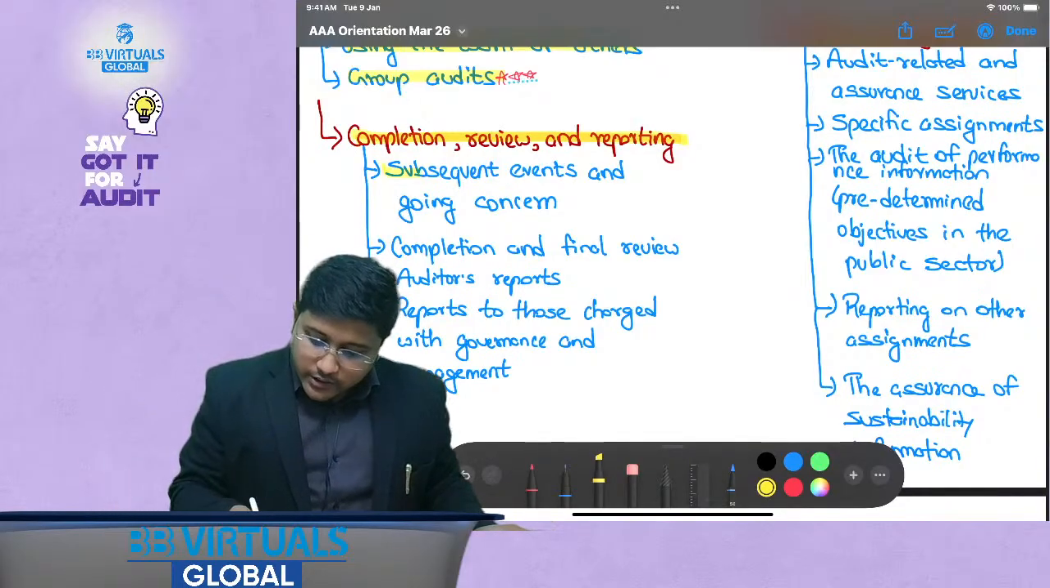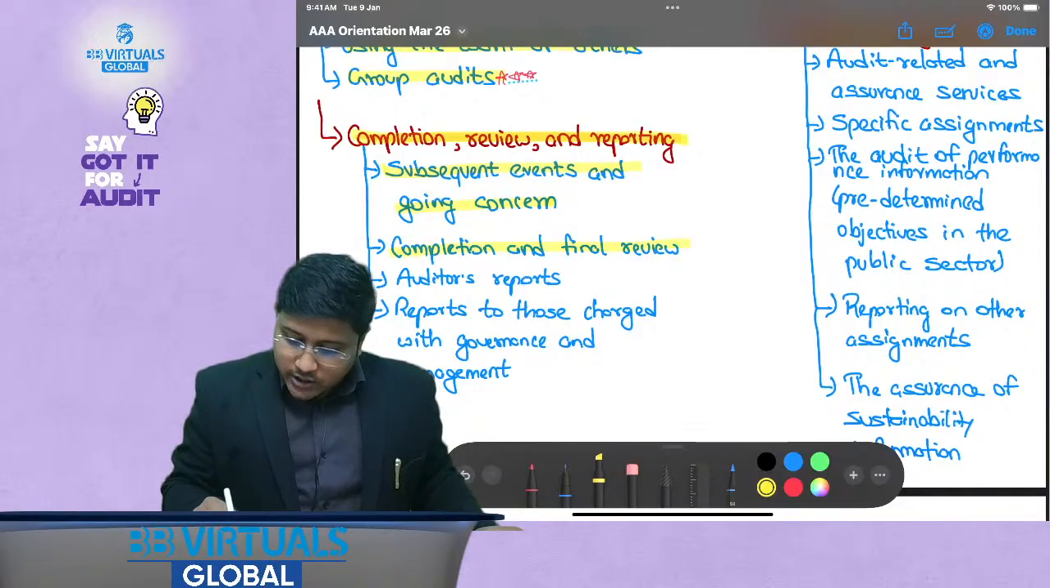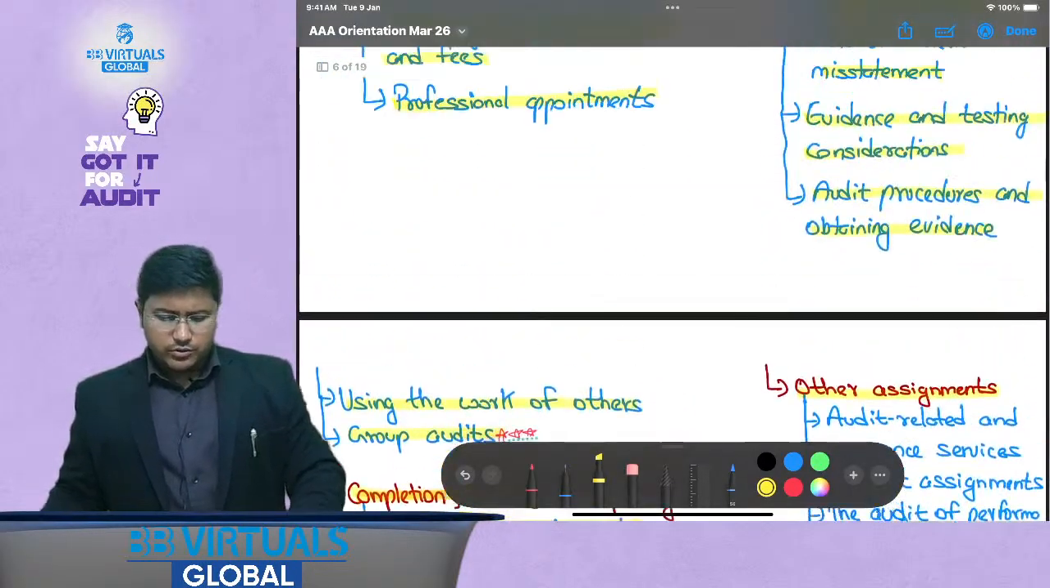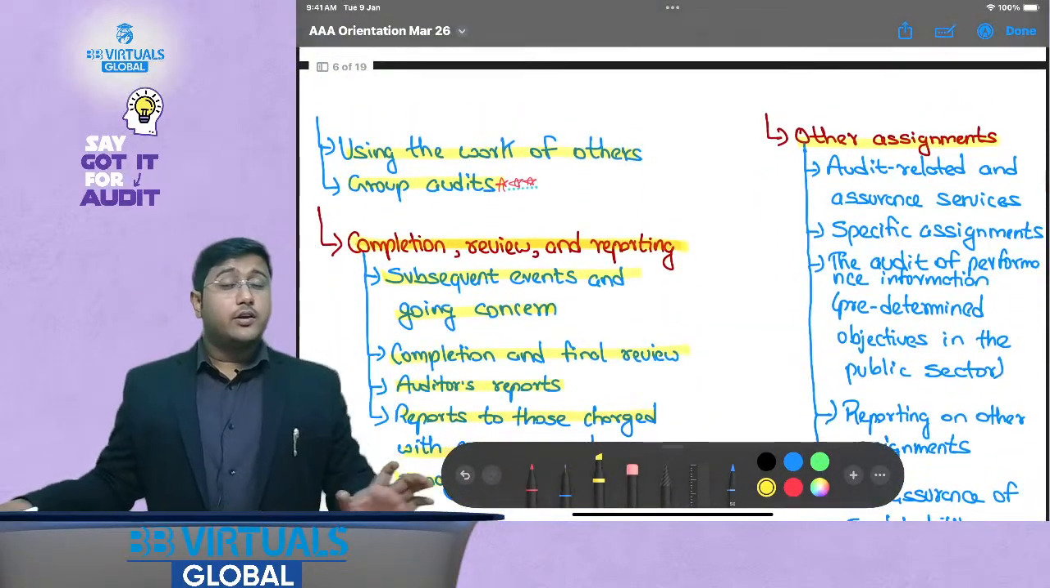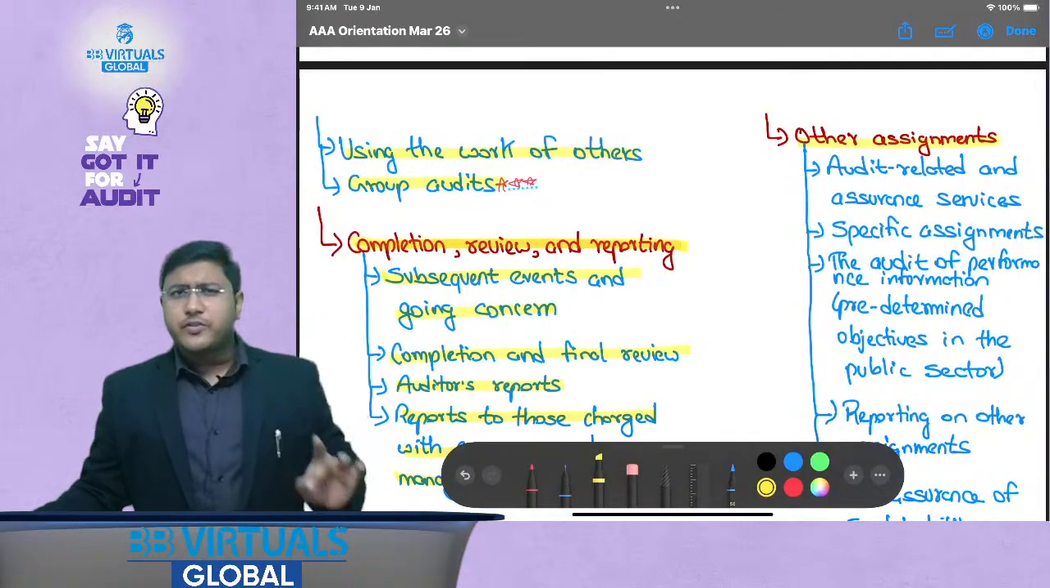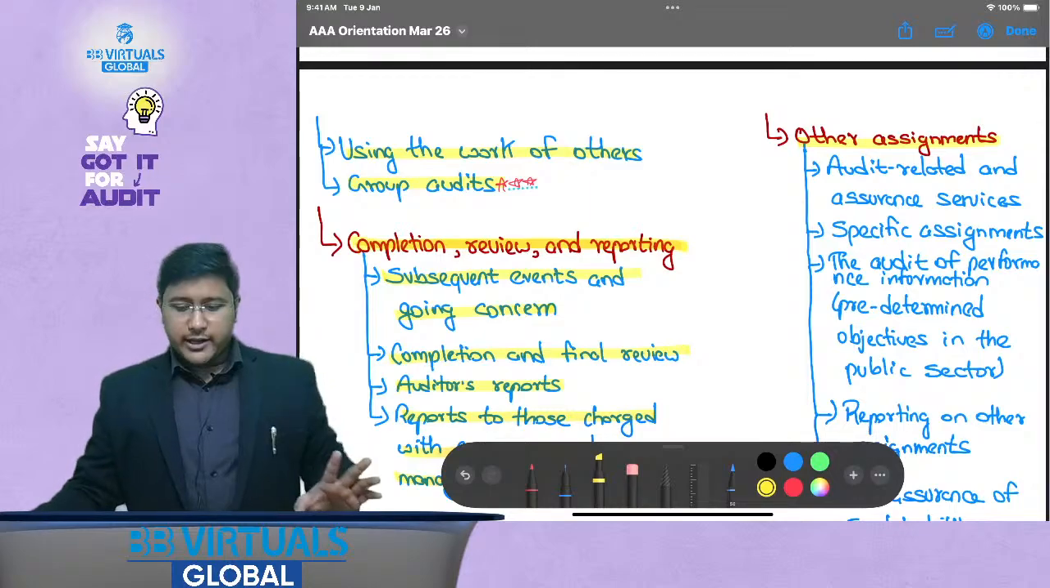Okay, so subsequent events and going concern, completion and final review, auditor's report, reports to those charged with governance and management, where we talk about the communication on internal controls and everything. Then other assignments. Now these are assignments which are very, very specific, like we discussed about due diligence, prospective financial information, right, review engagements, all of that.